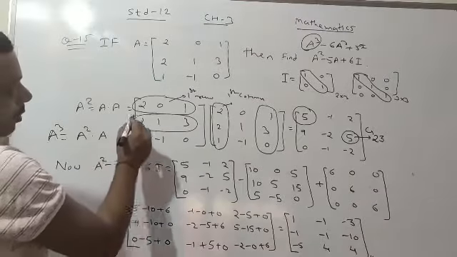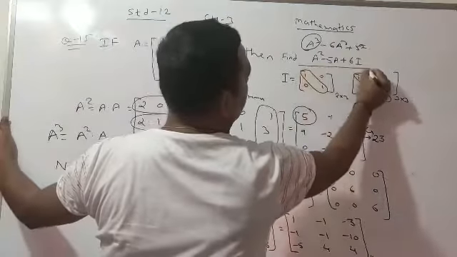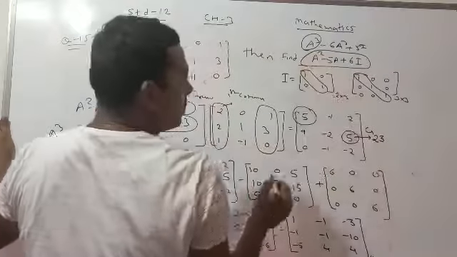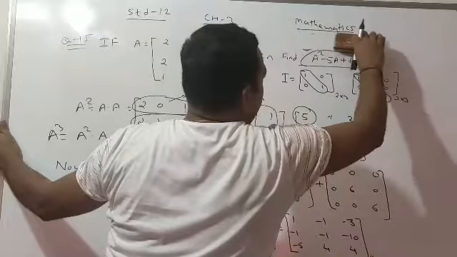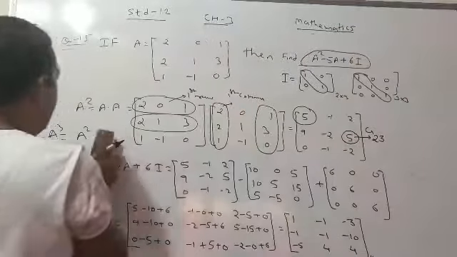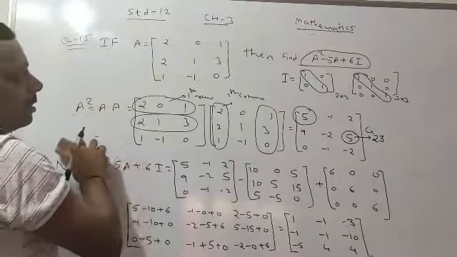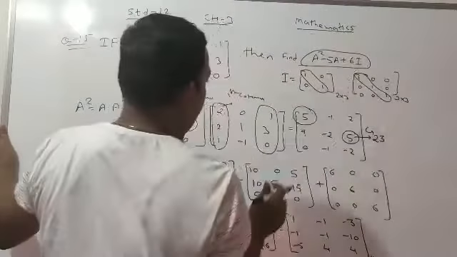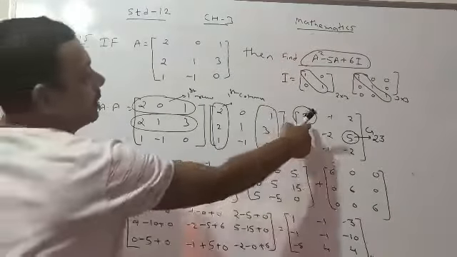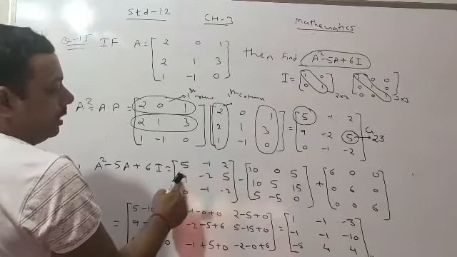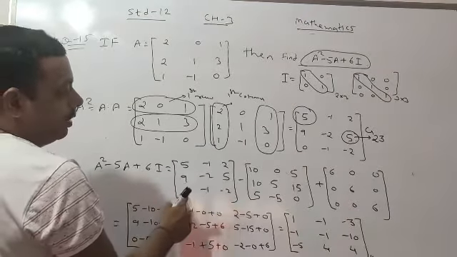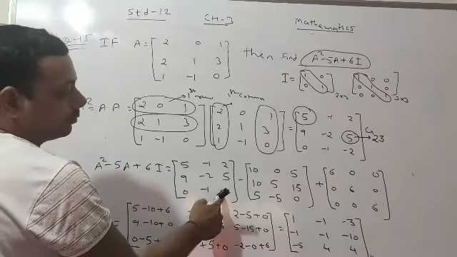Anyway, my original question is A square minus 5A plus 6I. So A square minus 5A plus 6I. A square is nothing but this answer, so I will simply copy: 5, minus 1, 2, 9, minus 2, 5, 0, minus 1, minus 2.